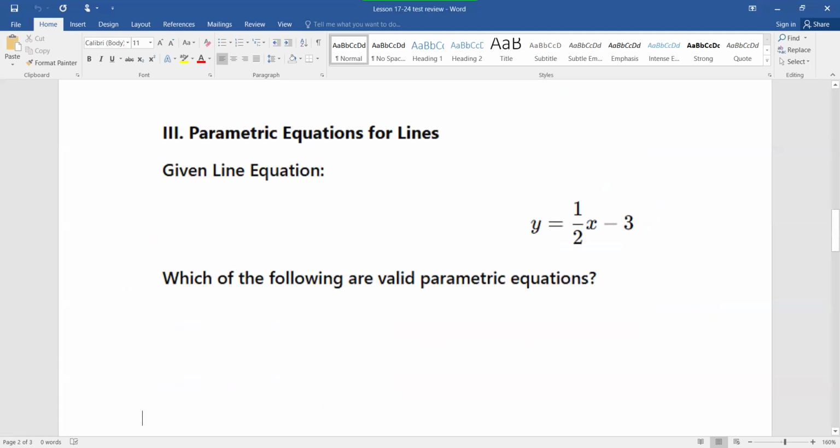We also talked about parametric equations. So that was the vector equation form. This is the parametric equation. We're given an equation. Can you give me the parametric equations? I'll give you time to write it down, and then we'll work it out.